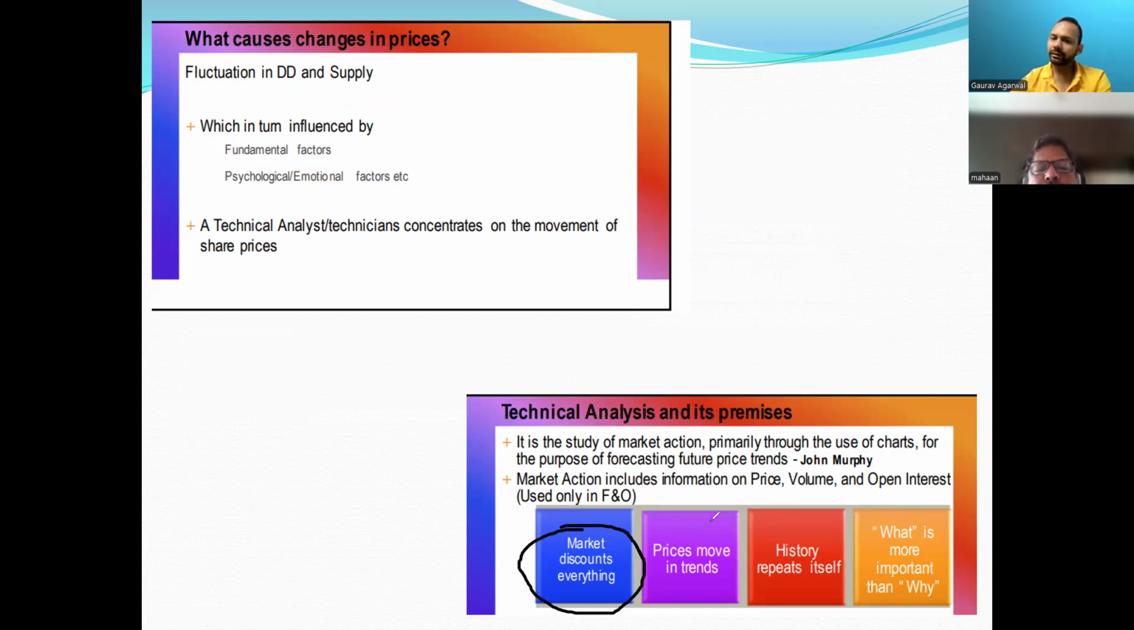Second is price moves in trends. So I have explained to you three trends, right? Uptrend, downtrend, and flat. So price always moves in three trends. Third is history repeats itself. Means we have to see the historical data. Based on that, we have to predict the future prices.